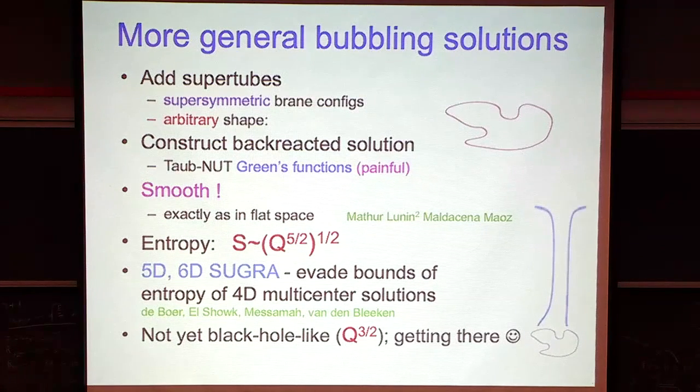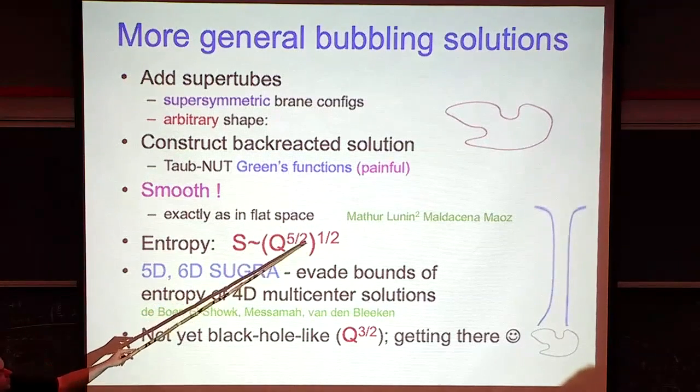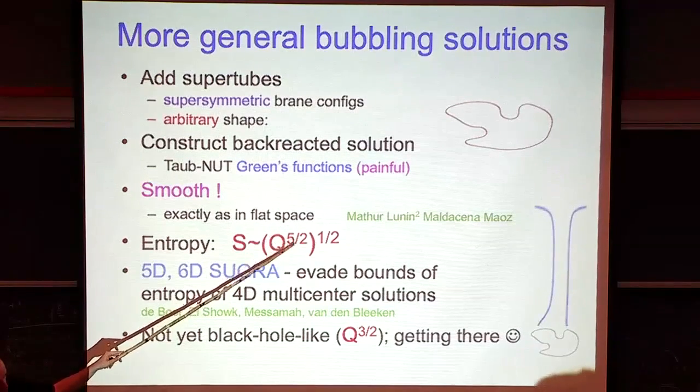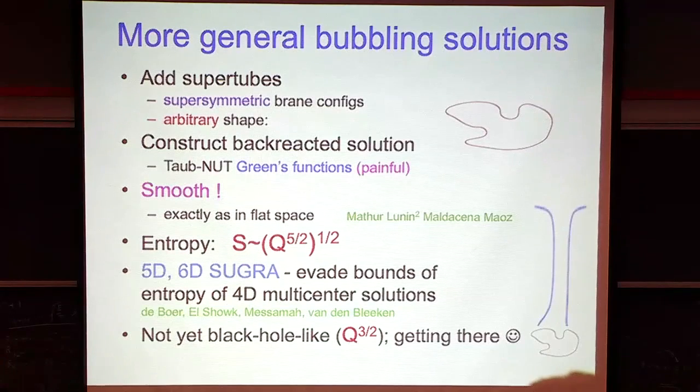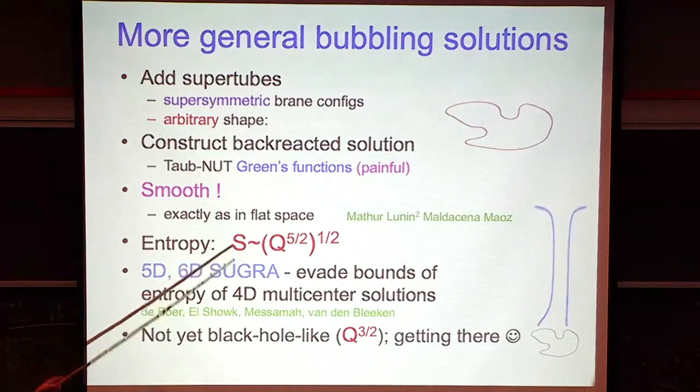However, this solution is not black hole-like. We are not getting the black hole entropy. If you just put a single supertube, you don't get the black hole entropy. We are getting close. Before we were at Q to the power 1/2. Now we went from Q^2 to Q^(5/2). We gained a factor of Q in the power, but we are still not nearby. However, those are all fully backreacted solutions. Just to boast, those are all fully backreacted solutions. So there's quite a bit of them.